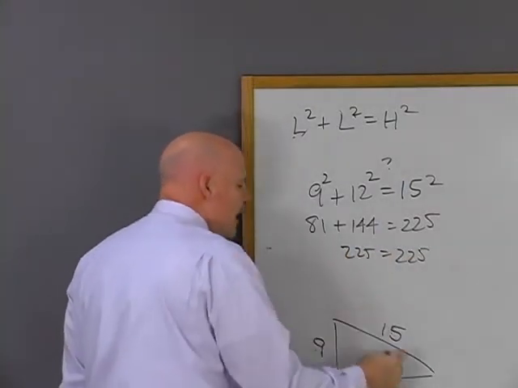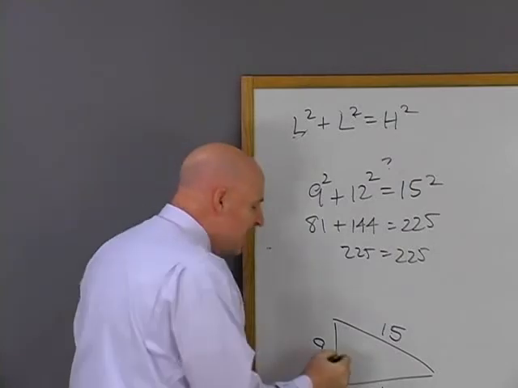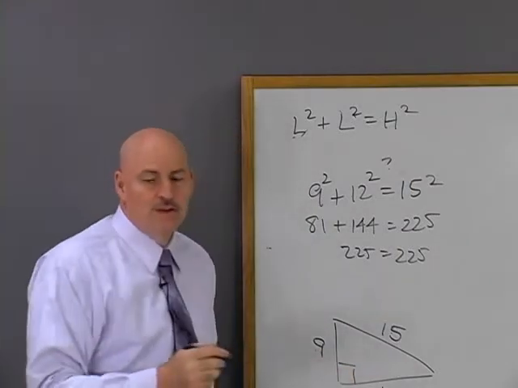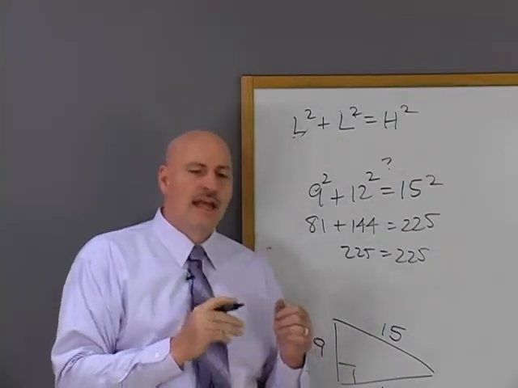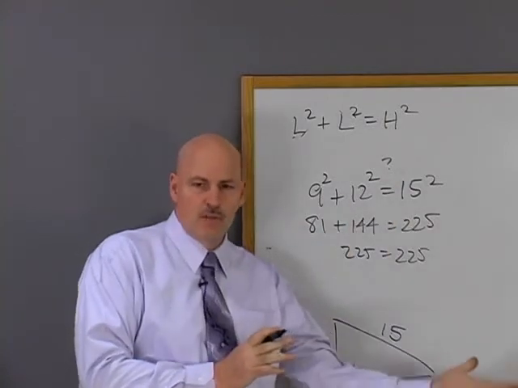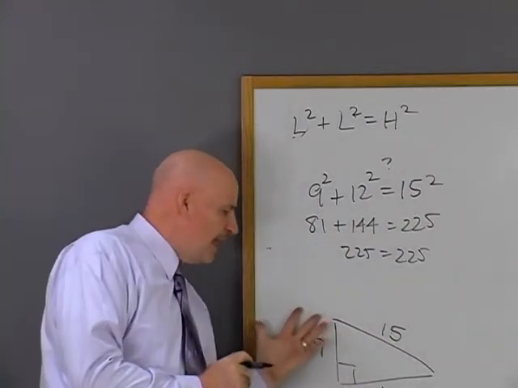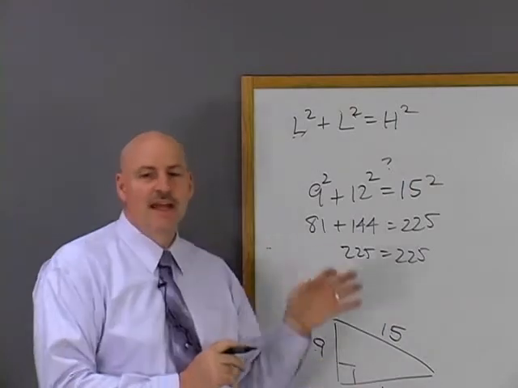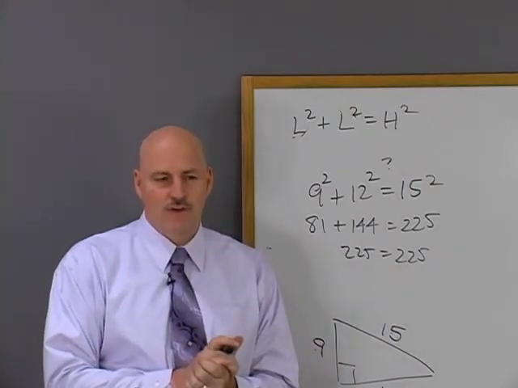If the Pythagorean theorem works, then it's a right angle. So we started off with a right triangle. If it's a right triangle, the Pythagorean theorem always works. If the Pythagorean theorem works, then it's a right triangle. And that's called the converse. Good.